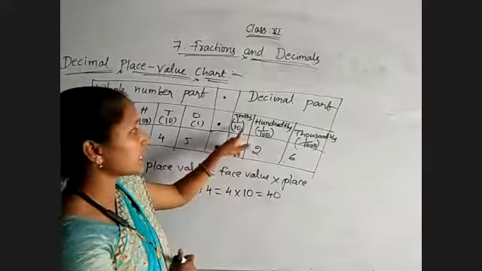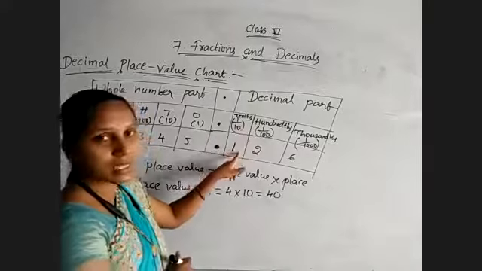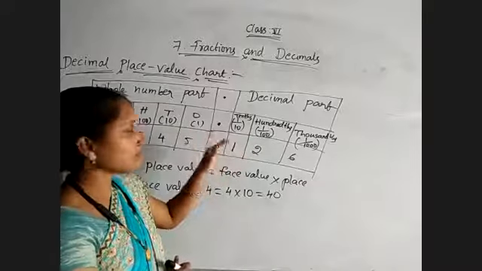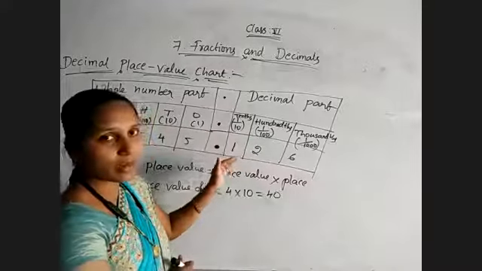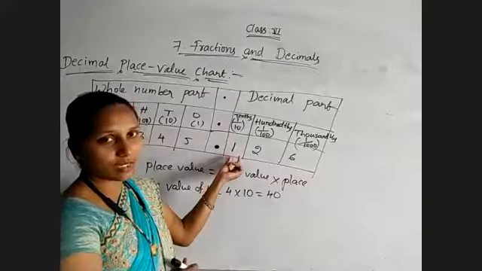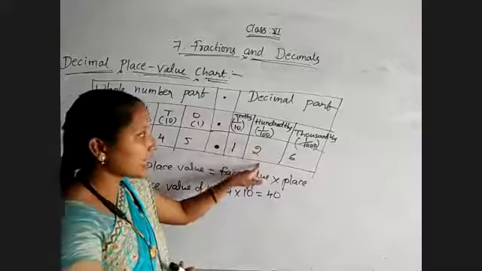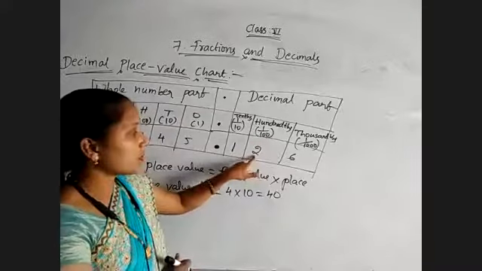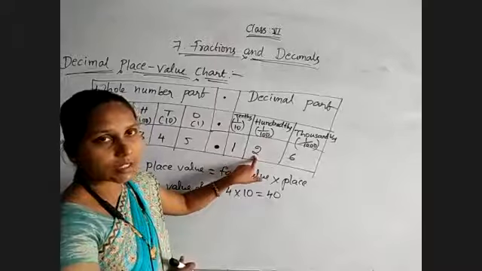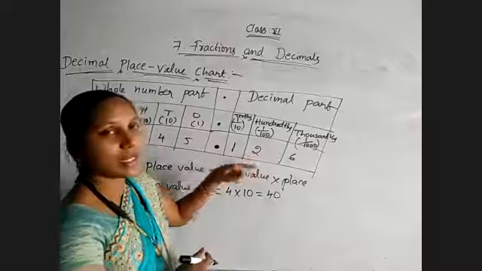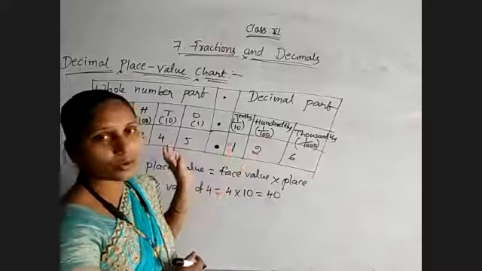It is in tenths place, means in words we can say it as 1 tenths, otherwise 1 into 1 by 10, otherwise 1 by 10, and in decimal notation 0.1. Okay. Coming to the hundredths place. So here digit 2 we have, its place value is 200 in words, and in fractional form 2 by 100, in decimal form 0.02.